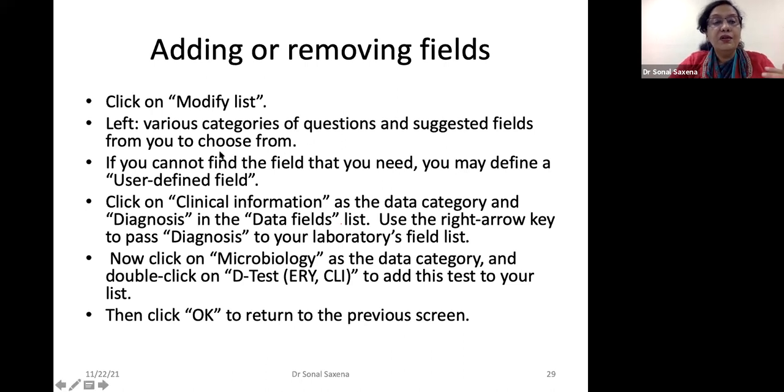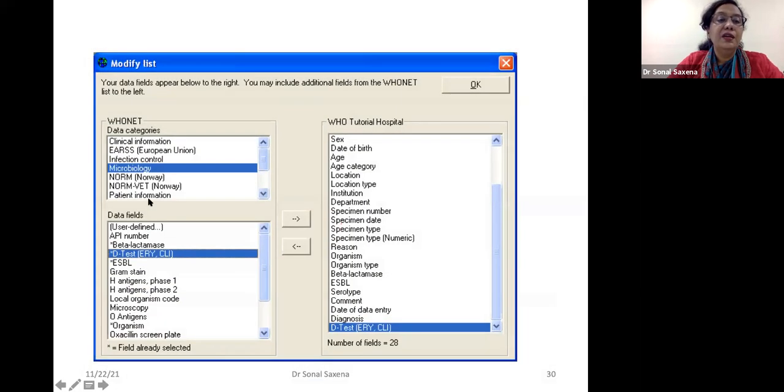So on the left will be the various categories of questions. If you click on the modify list, this is what happens. You get a lot of data categories and you get data fields. So this is what I was saying. You can create a user defined field as well. You can create your own field.